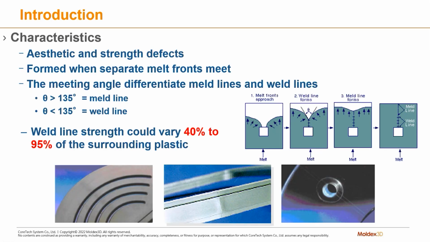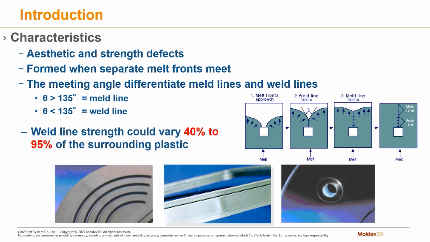So weld lines, aesthetics and strength defects, are nothing but the formation that occurs when two melt fronts come together at various angles. Depending on the angle of their meeting, they form either a weld line or a meld line. The meld line is when the angle is larger than 135 degrees, and less than 135, they form what is called a weld line.